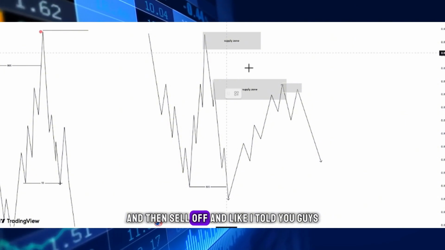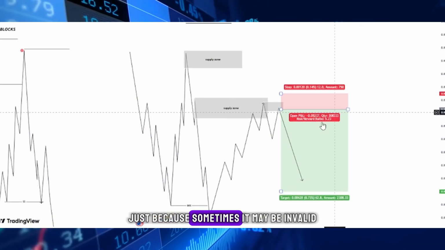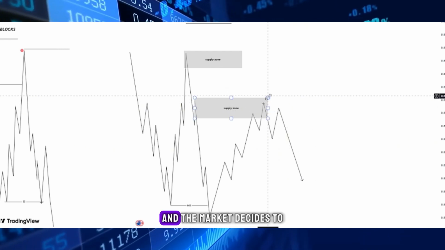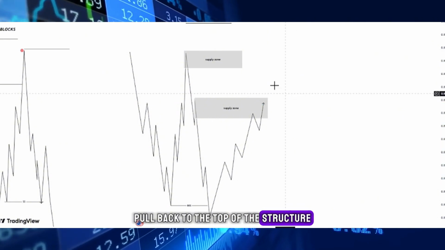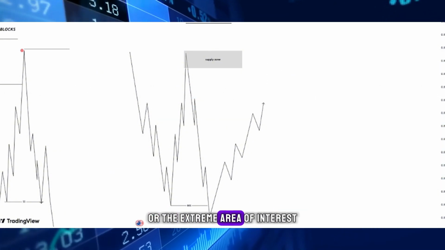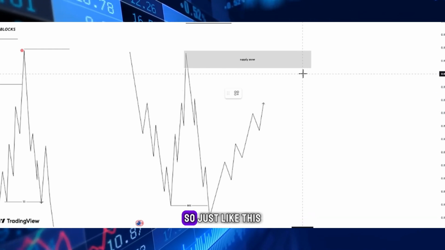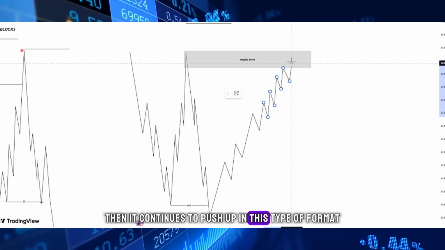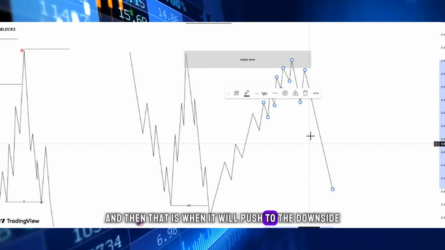And like I told you guys, you just have to use your risk management, just because sometimes it may be invalid, whereby it doesn't work out and the market decides to pull back to the top of the structure or the extreme area of interest and then sells off at that extreme, guys. Now, just like this, then it continues to push up in this type of format, then changes character, and then that is when it will push to the downside.